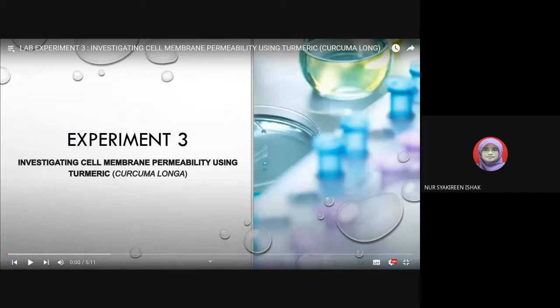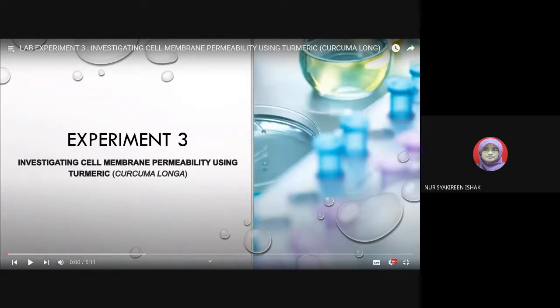Okay, so usually all these pigment are stored in an organelle. Okay, so organelle within cell are surrounded by membrane. Plant cell also are surrounded by plasma membrane. Okay, so if you look at the title of this experiment, investigating cell membrane permeability using turmeric.